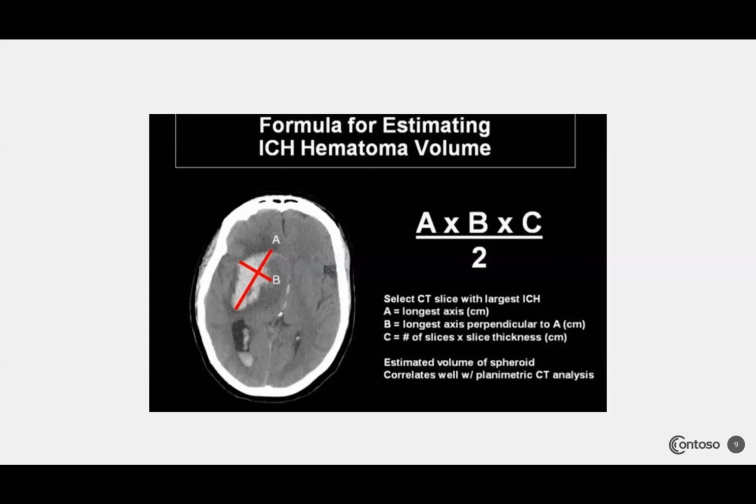They will write 5 millimeter, 6 millimeter, 2 millimeter, and all of them should be in centimeters. So you multiply them and divide by 2, and you will get the ICH volume. So I think this is the basic that you should cover of the ICH.